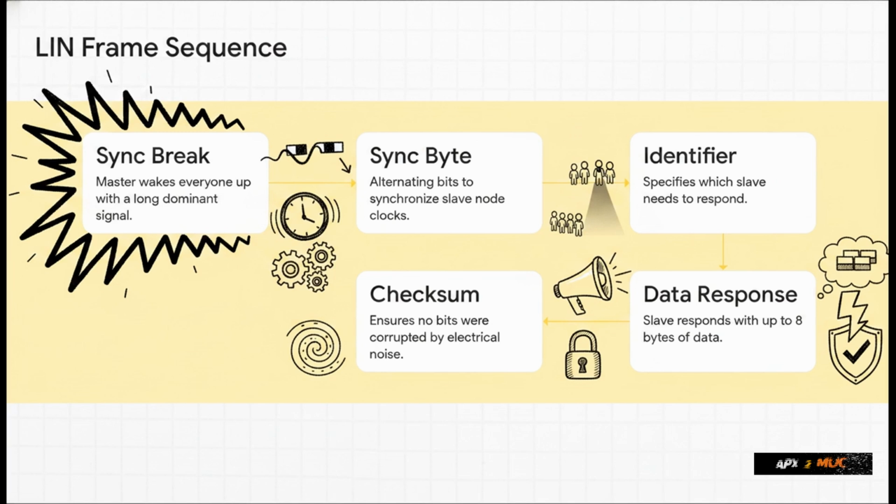Next is this absolutely brilliant piece of engineering, the sync byte, which is always the hex value 0x55. Why? Because in binary, that creates a perfect alternating pattern of ones and zeros. It allows the super cheap, slightly inaccurate oscillators inside the slave nodes to measure the timing and perfectly synchronize their clocks to the master. Then, the master sends an identifier byte to say exactly who needs to talk. Finally, the designated slave jumps in with up to 8 bytes of data, followed by a checksum just to make sure no bits were corrupted by electrical noise.